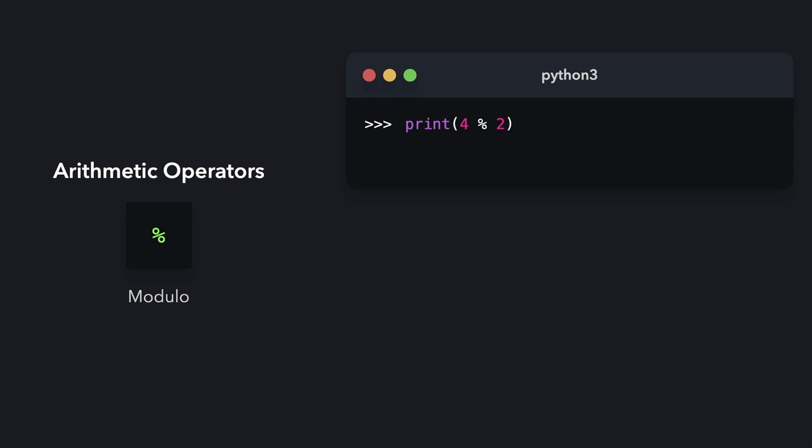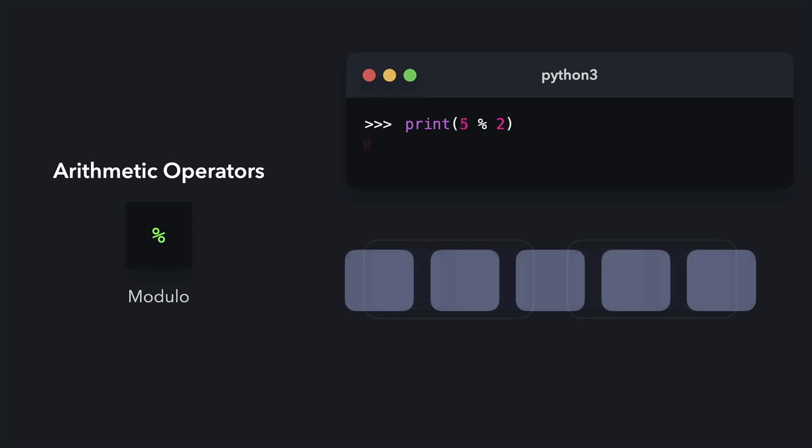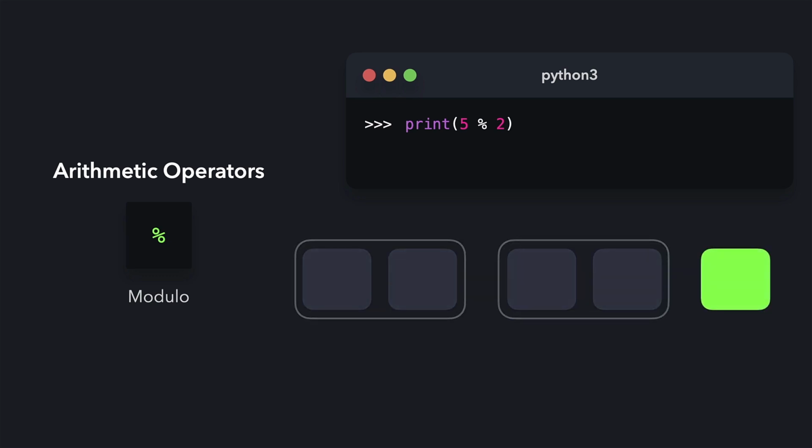We can calculate the remainder after dividing 4 by 2 with the modulo operator. Since 4 can be divided into pieces of 2, there is no remainder after the division. So 4 modulo 2 returns 0. Now let's try to find the remainder after dividing 5 by 2. After 5 pieces have been split into groups of 2, there is 1 piece that remains. This is the remainder after dividing 5 by 2. So 5 modulo 2 returns 1.